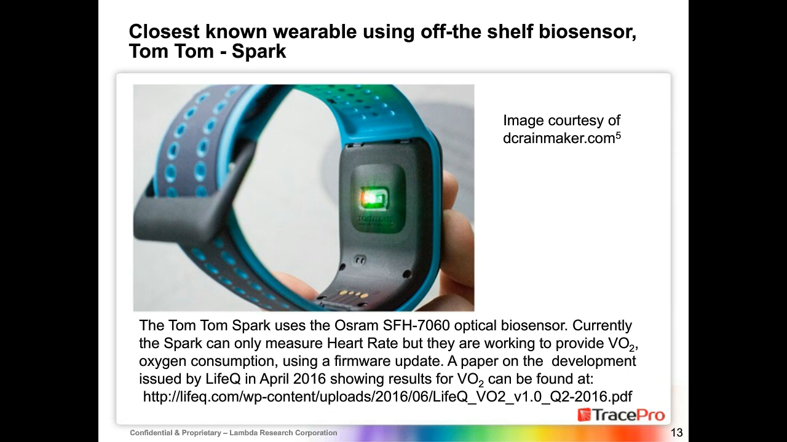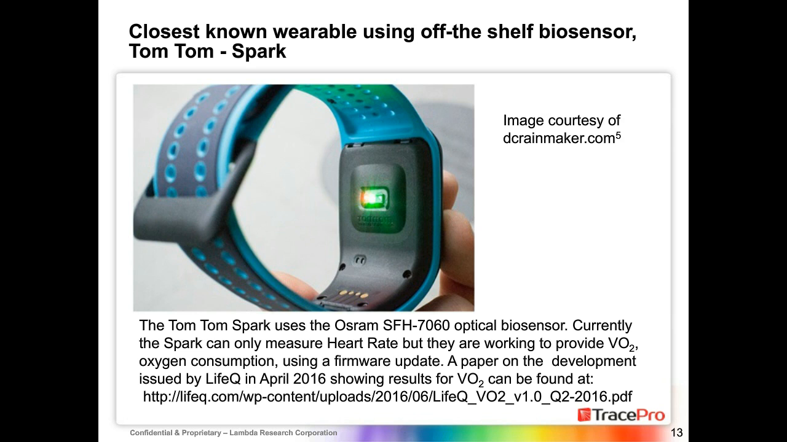So right now, state of the art, where are we? Well, there is a wearable right now that uses that Osram SFH7060 optical biosensor. It's the TomTom's Mark. And you can see a picture of that right here. This image is courtesy of DCRainmaker.com, and it's a complete paper on where the development of this is going.